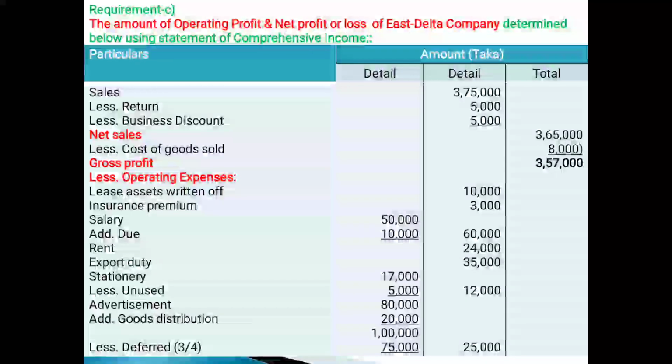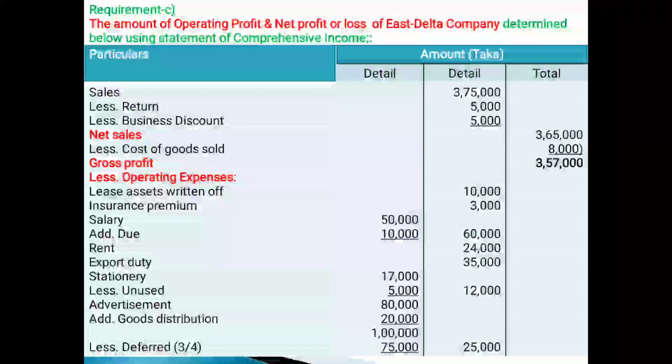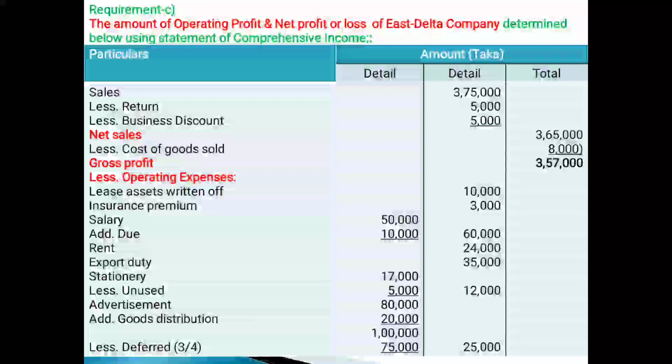Totally 4 columns are available: particulars, amount taka, detail amount taka, and total amount taka. Whenever you prepare a statement of comprehensive income, statement of equity or statement of financial position, this format is to be followed. Totally 4 columns are to be drawn. Okay, now we can start the statement of comprehensive income with the amount of sales.